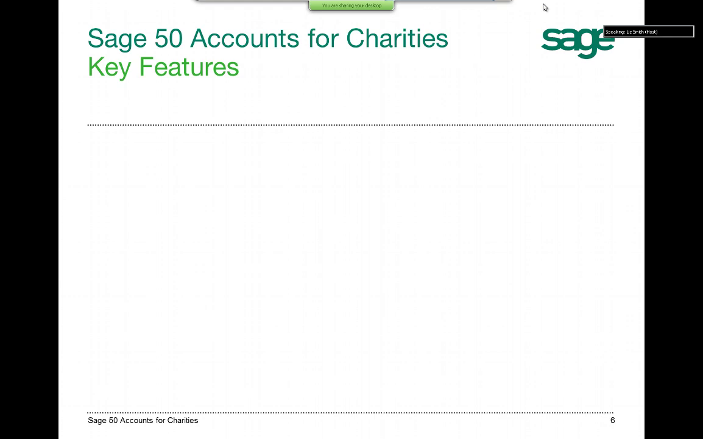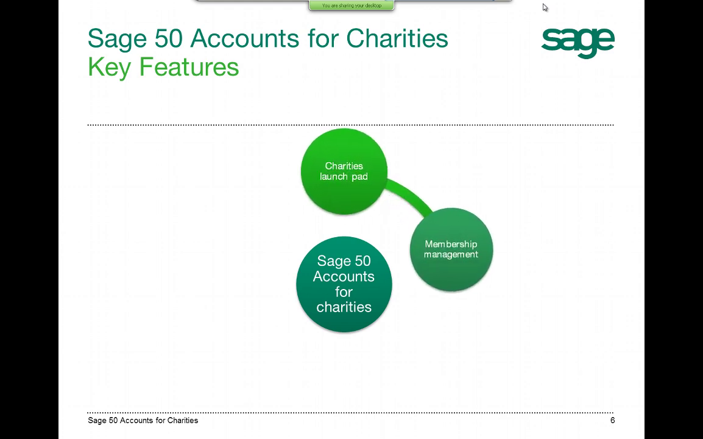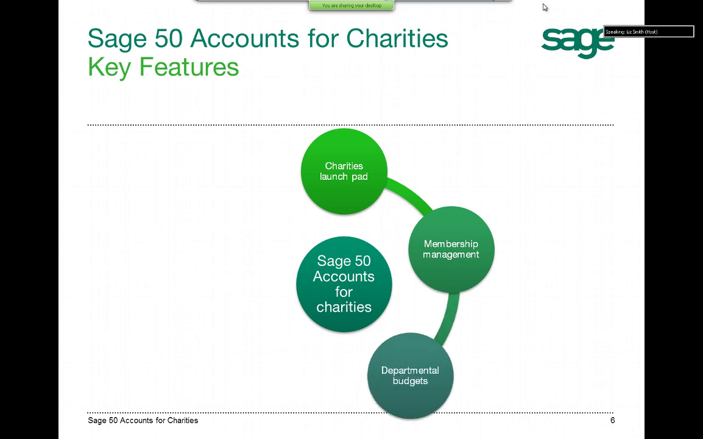So the key features in the software for Charities are the Charities Launchpad. This is designed to make setting up and getting to grips with the software easier and work with the areas of the software unique to Charities. Membership management, so making it easier to work with members of the organisation. Departmental budgets, so we recognise that this is widely used across the charity sector, particularly for fund and activity management.